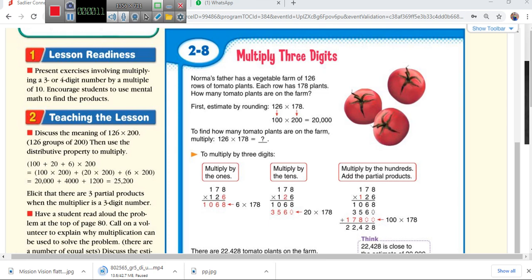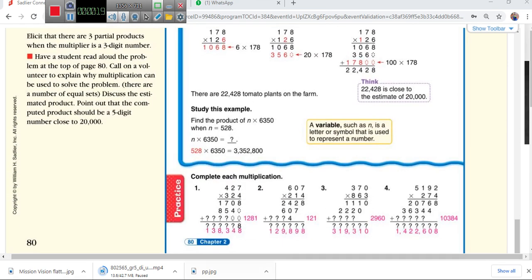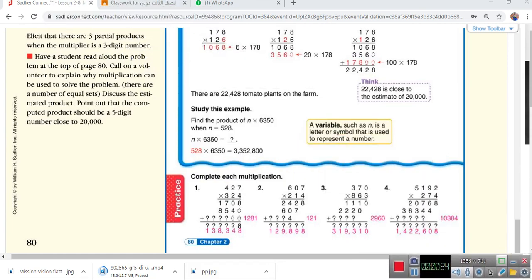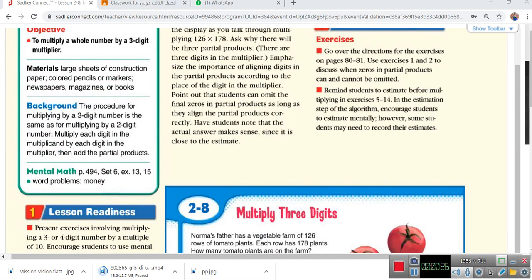This is chapter 2, lesson 8, multiply 3 digits. You can find this lesson at page 80 from your textbook, and after this lesson, Habibi, you will be able to multiply a whole number by a 3-digit multiplier.